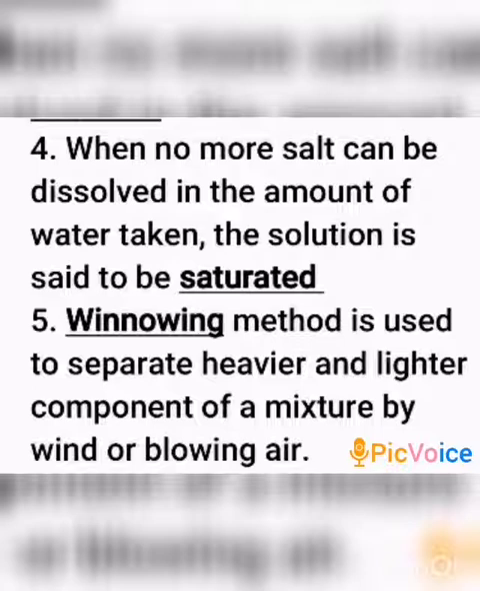Then fifth one, dash method is used to separate heavier and lighter component of a mixture by wind or blowing air. What's the method used here, children? Winnowing. Winnowing method. So the answer is winnowing. Winnowing method is used to separate heavier and lighter component of a mixture by wind or blowing air.